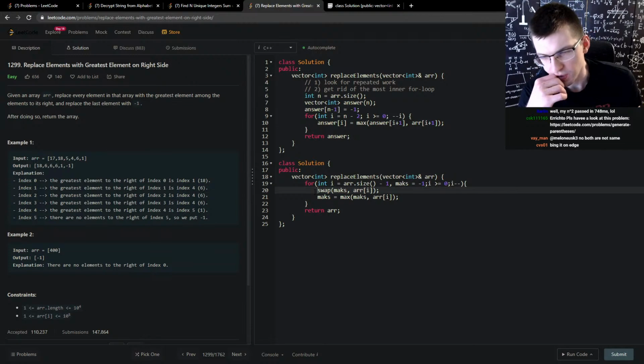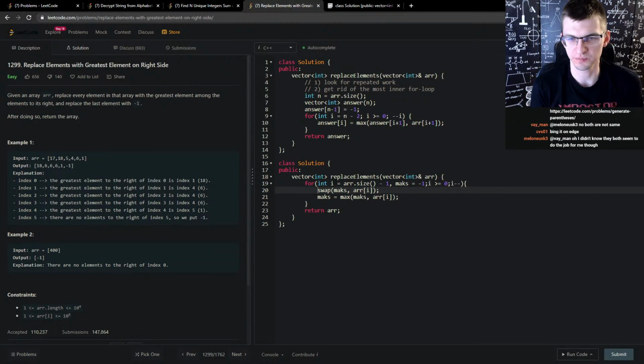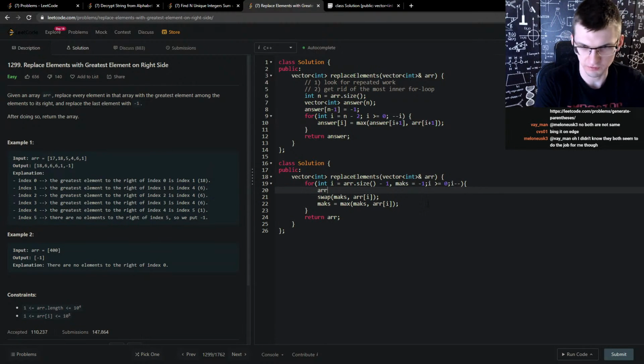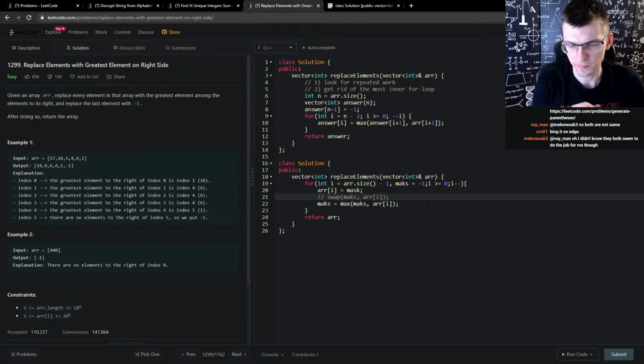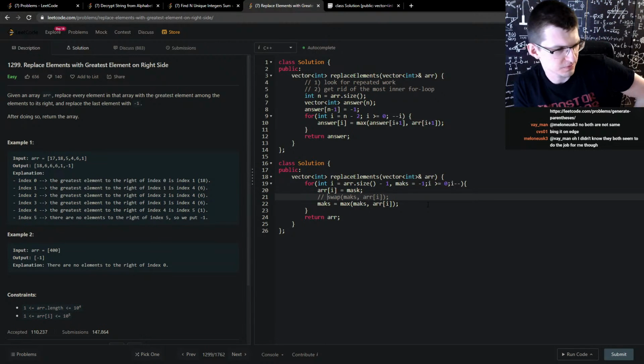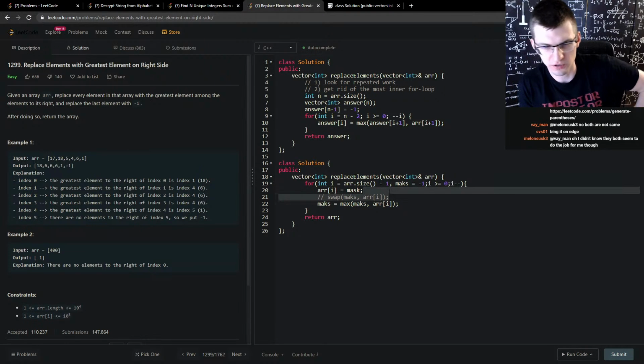Why do we swap? So max, I guess, is something like maximum so far. But why do we do this rather than assigning? Doesn't it work if we do this? I don't see what's the point of swap. It's not shorter.